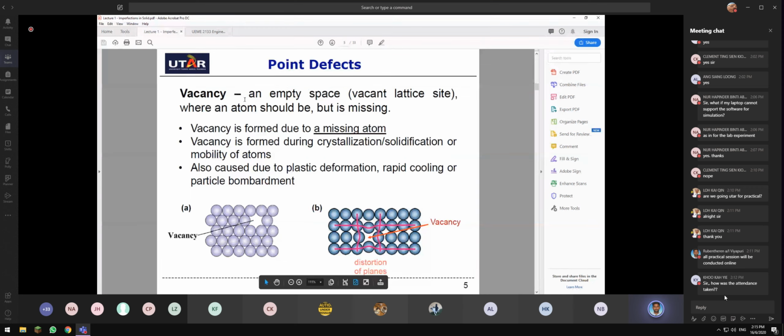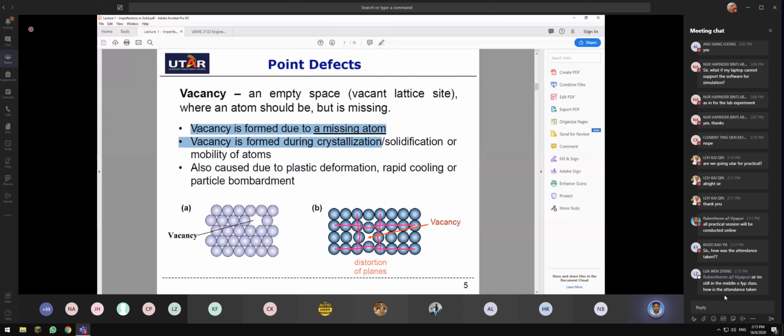All right, now let's talk about vacancy. Vacancy is an empty space, a vacant lattice site where an atom should be, but it is missing. So if it is missing, it means there are some impurities and some imperfection in solids, right? Vacancy is formed due to a missing atom. Highlight this.